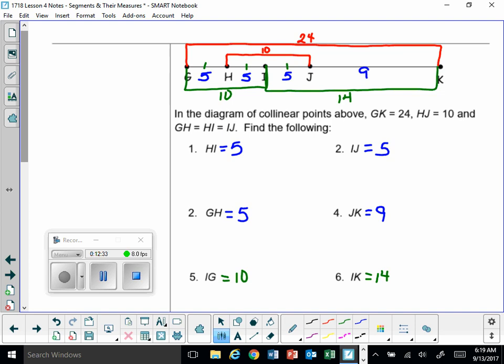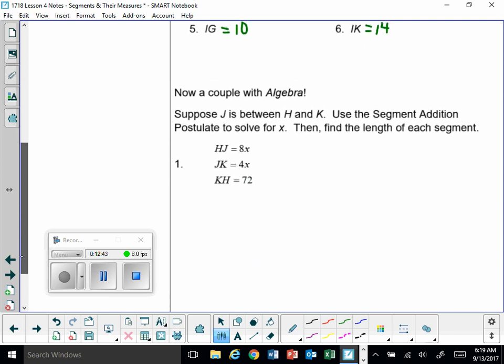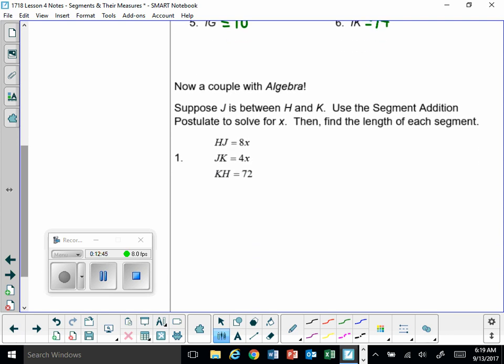If you're doing geometry without labeling your diagrams, you're doing geometry wrong. We want to see the diagrams labeled on every problem. Ooh, algebra. Suppose J is between H and K. Did they give me a diagram? No, those dirty dogs. I've got to draw my own. All right, suppose J is between H and K. Use the segment addition postulate to solve for X, then find the length of each segment.